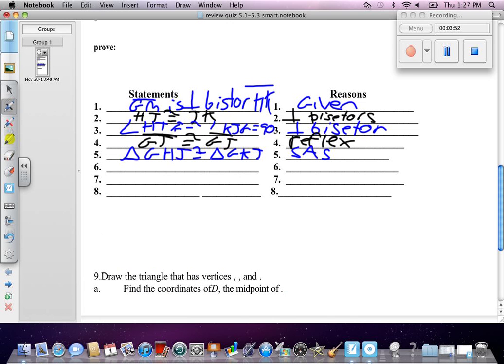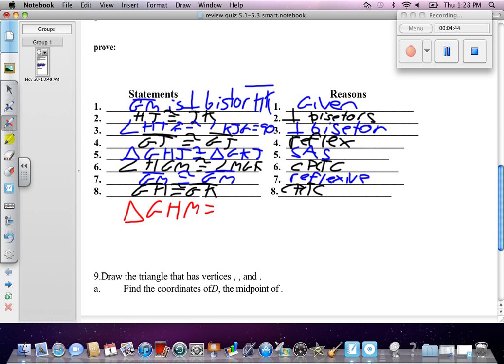Okay. So then we know angle HGM is congruent to angle KGM by CPCTC. We have not proved the right triangles are congruent. Then we know GM is congruent to GM by reflexive. And we know GH is congruent to GK by CPCTC. Therefore, we now know that triangle GHM is congruent to triangle GKM by side, angle, side.